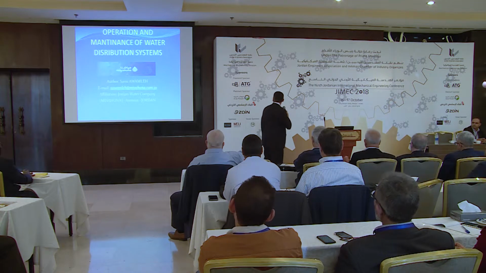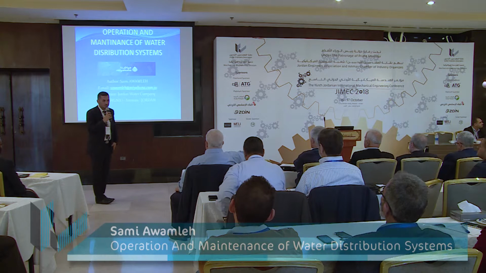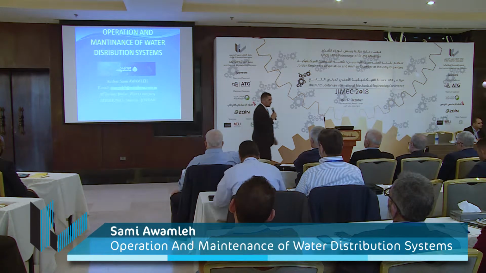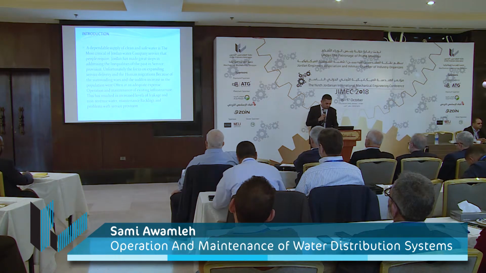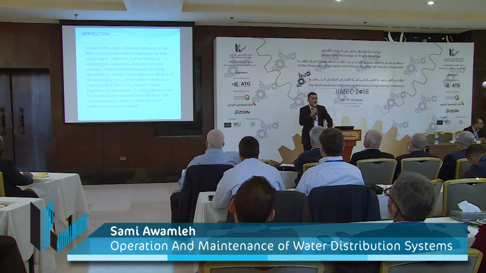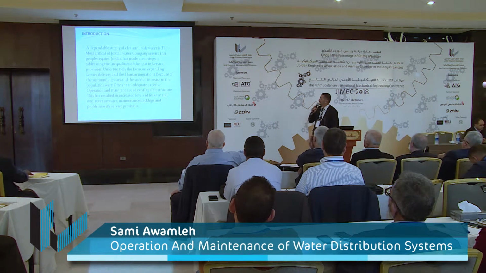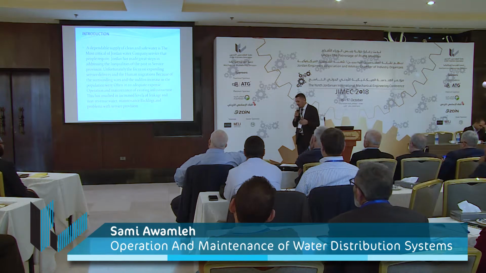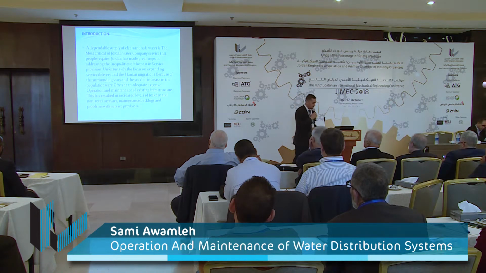Today we will talk about operation and maintenance of water distribution systems. Actually, water is the most important thing in life. A dependable supply of clean and safe water is the most critical service of Jordan Water Company, Miyahuna. Jordan has made great steps in the past toward addressing inequalities of service provision.